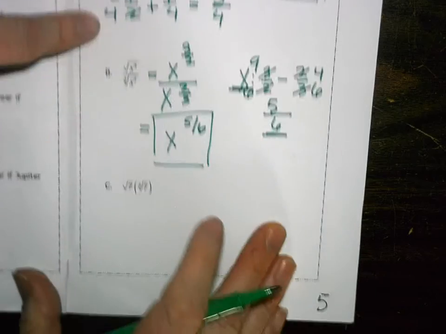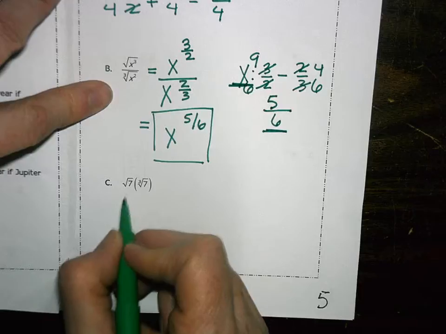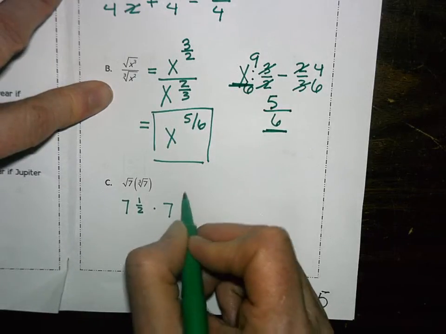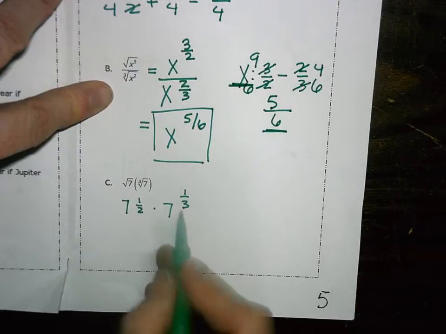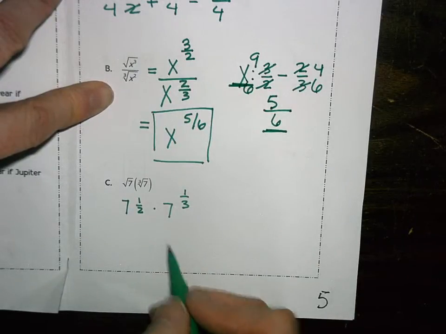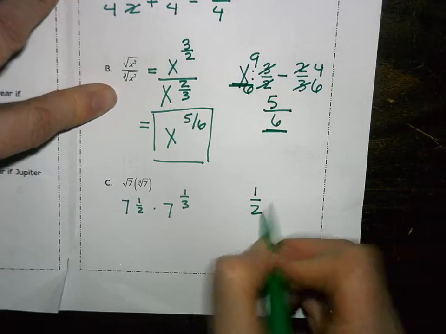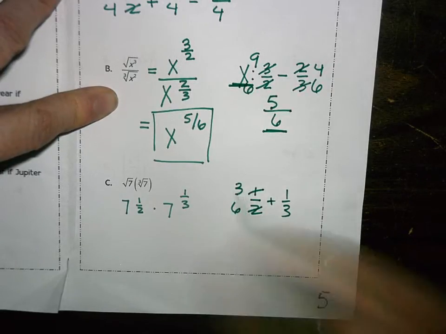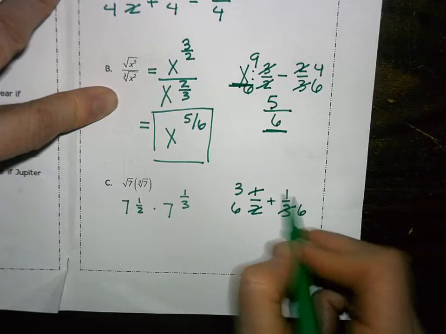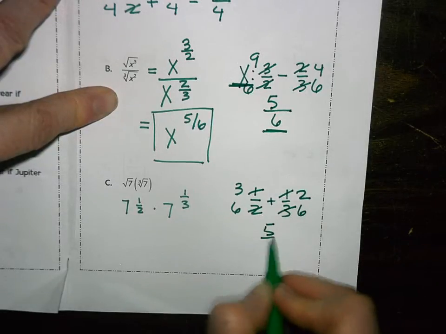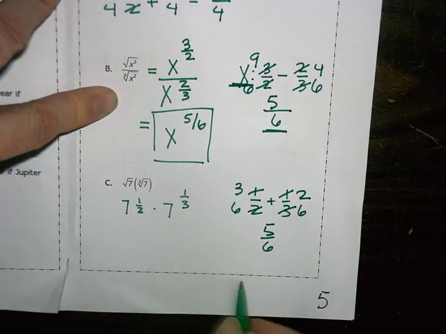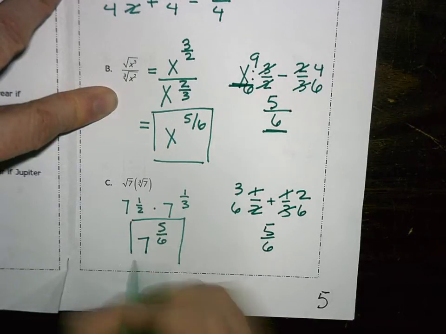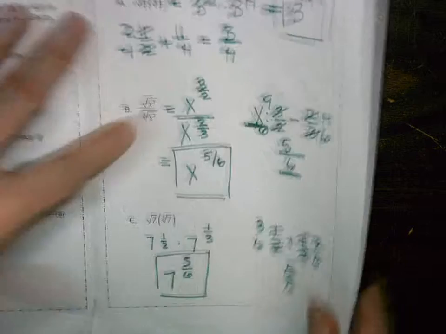All right. Again, 7 to the 1/2 times 7 to the 1/3. Okay, add your exponents. We take 1/2 plus 1/3. We get our common denominators, and we get 5/6. So the answer is 7 to the 5/6. Okay, next page.